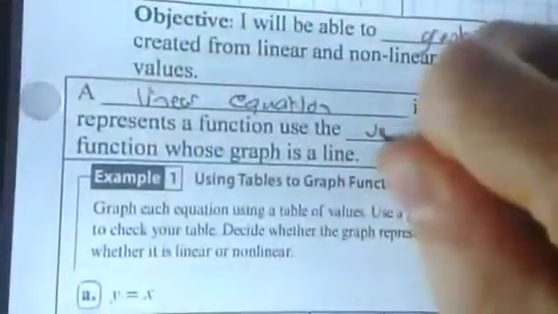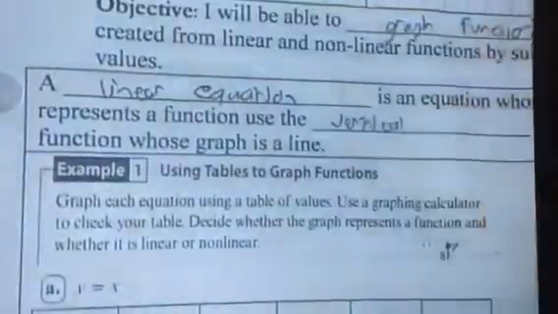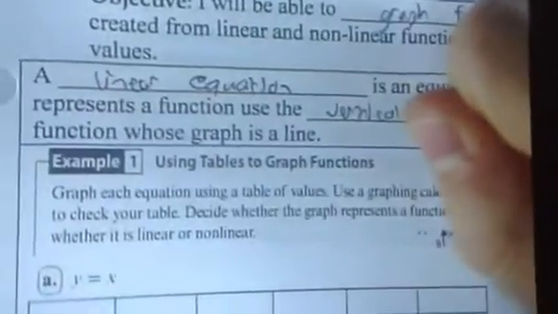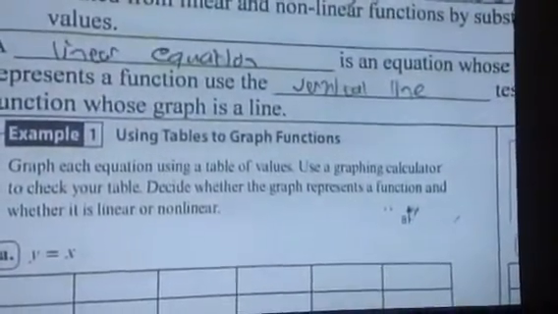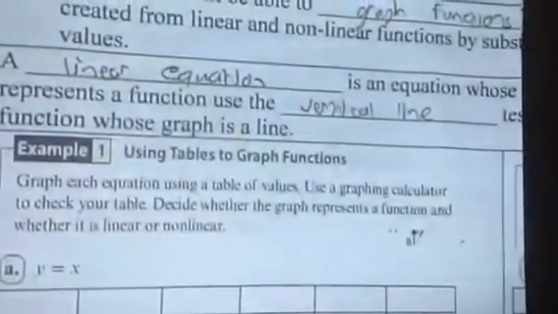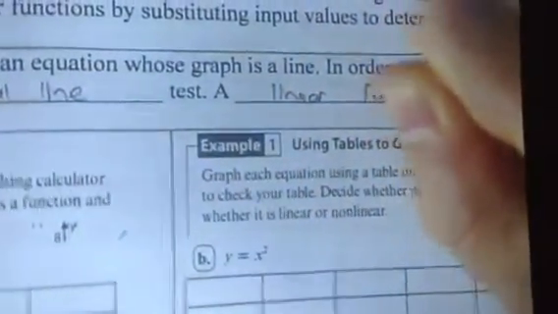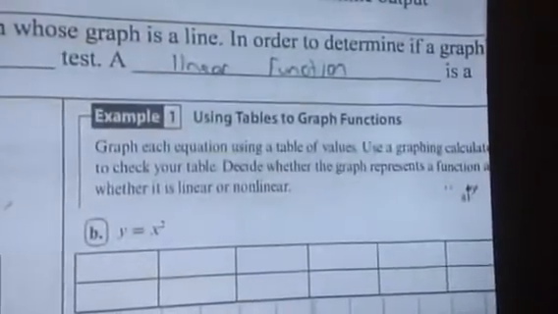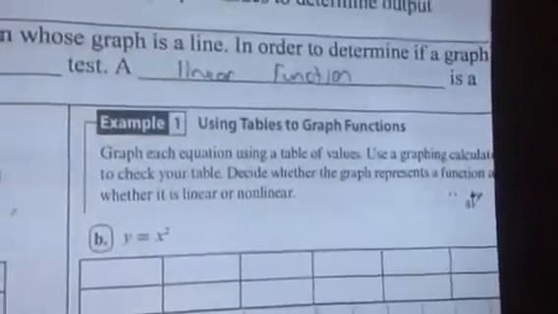We talked about last time how a relation was a function if it passed the vertical line test. We're going to talk about the vertical line test as well. If it passes the vertical line test and it is a straight line, then you know it is a linear function.